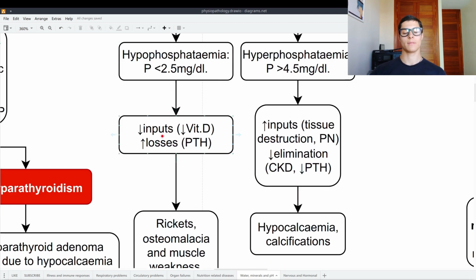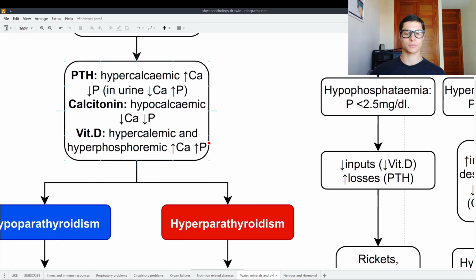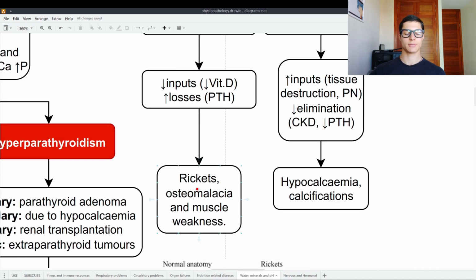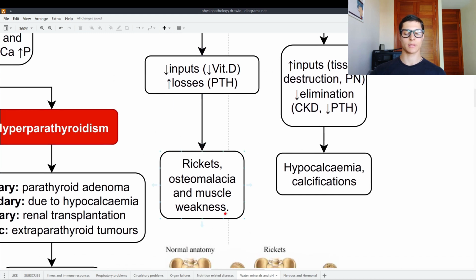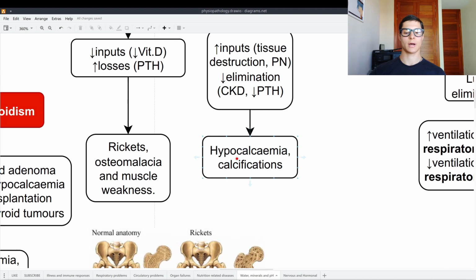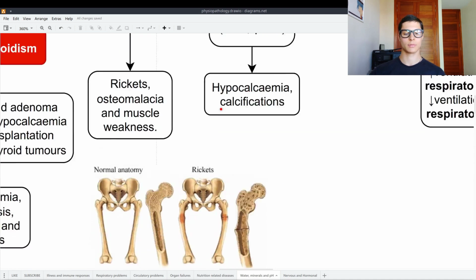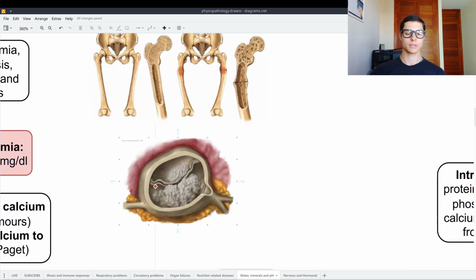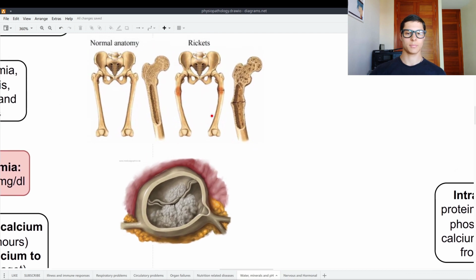In the hypo, we have lower inputs, for example, low vitamin D, because vitamin D increases the phosphorus as well as the calcium, or higher losses of, for example, the PTH. And this creates rickets, osteomalacia and muscle weakness. In the hyper, we have higher inputs due to tissue destruction and also parenteral nutrition, or a lower elimination, for example, in the chronic kidney disease or lower PTH. It creates hypocalcemia and calcifications. These are rickets and osteomalacia due to hypophosphatemia, and this is a calcification of an artery due to hyperphosphatemia.